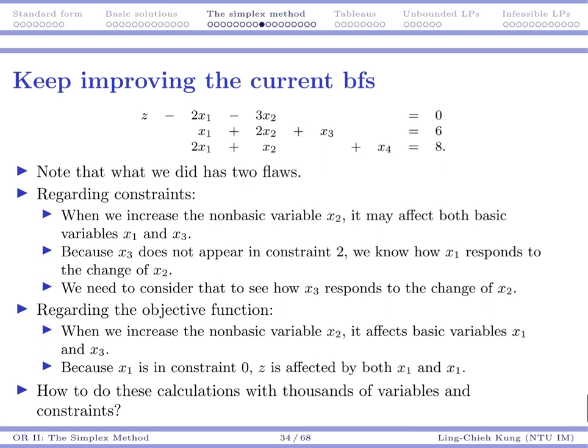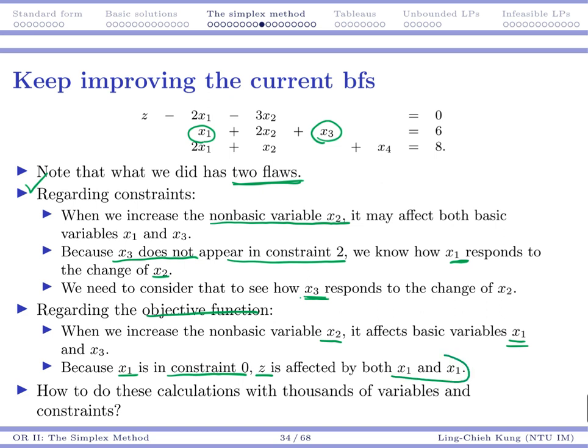Okay? So the thing we just did has two flaws, as we mentioned. For constraints, when we increase the non-basic variable x2, it affects both x1 and x3. That makes us uneasy to discuss what's the impact on x3. x3 does not appear in constraint 2, so x1 corresponding to x2 is easy. But that also needs to be considered for us to see how x3 responds to x2. So that's not a good idea. For the objective function, the same thing. When we increase x2, it has impact on x1. And x1 is in constraint 0, so the impact on z must be calculated by combining the impacts from x1 and x2.